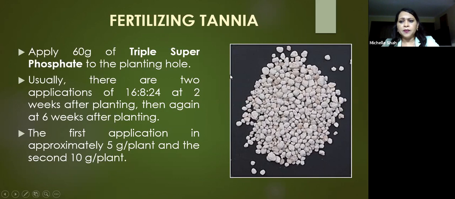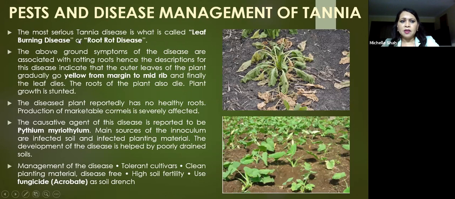Pest and disease management of tanya. The most serious tanya disease is called leaf burning disease or root rot disease. And the photo is showing you the leaf burning disease. This is a crop here without any disease, as shown in the photo.